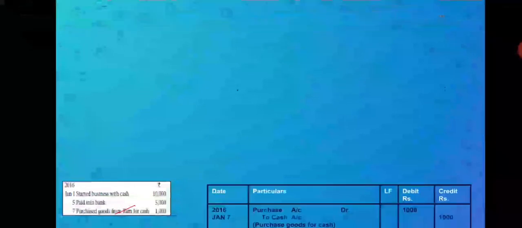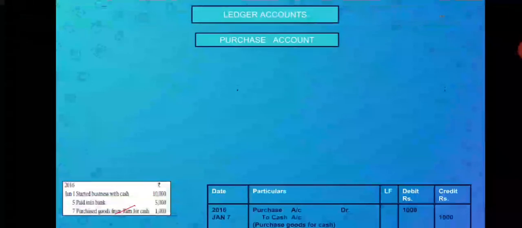Let us see the third journal entry. Third journal entry, January 7th, purchase goods from Ram for cash. So this is the third entry. Okay, third entry we want to write the journal. So what is the journal? Purchase to cash. It is already written. For the sake of posting I have taken it here.